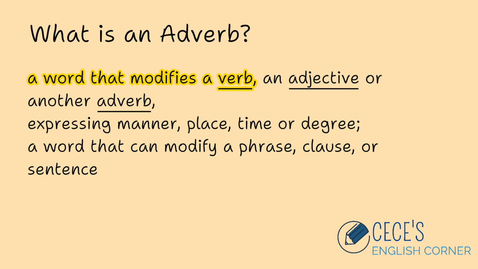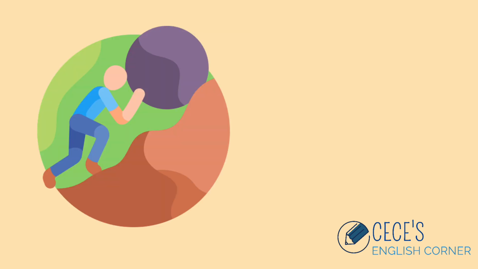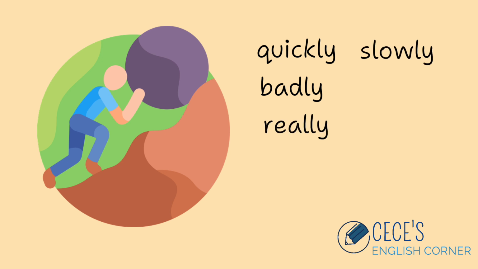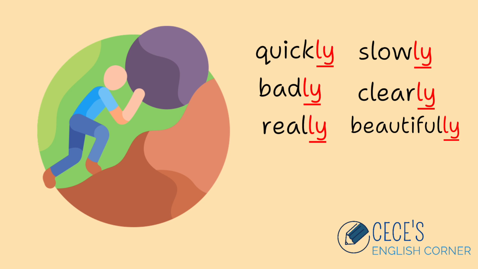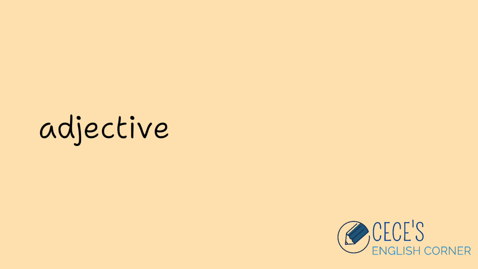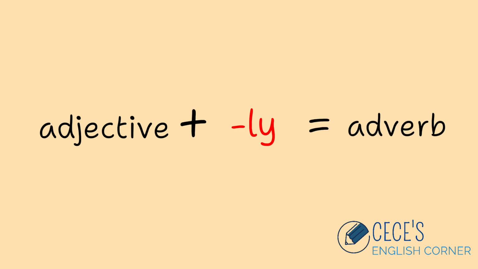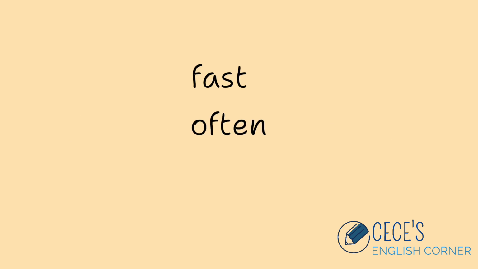Here's a quick challenge. Can you think of a few examples of adverbs? You can pause the video. Some examples are quickly, badly, really, slowly, clearly, beautifully. Notice that many adverbs end in ly. You can take an adjective and add ly to make it an adverb. But many adverbs don't follow this pattern. For example, fast, often, well, etc.